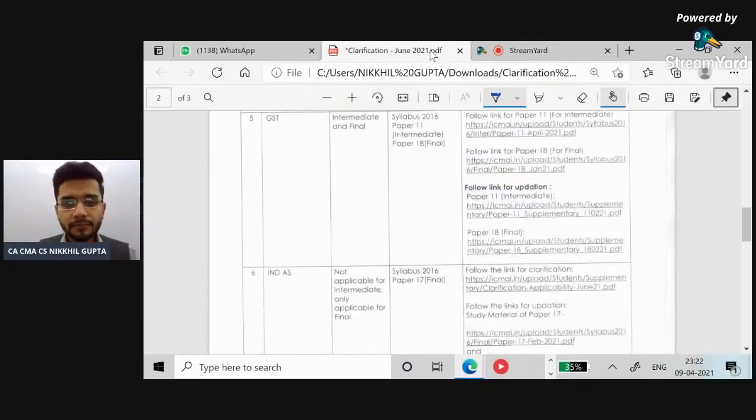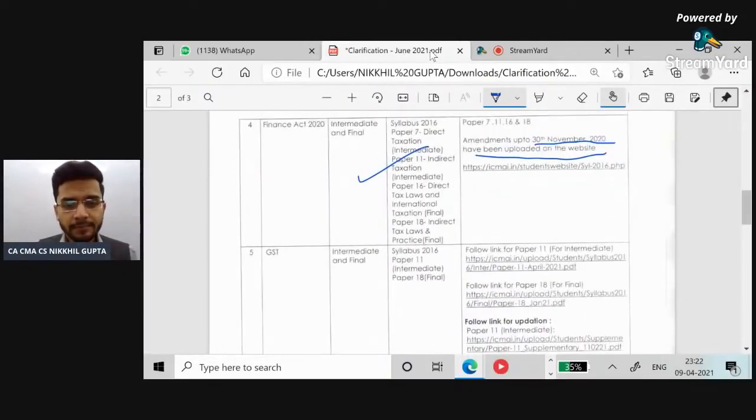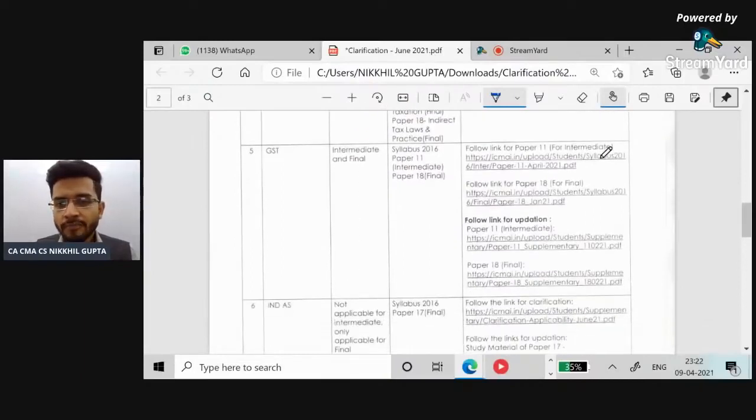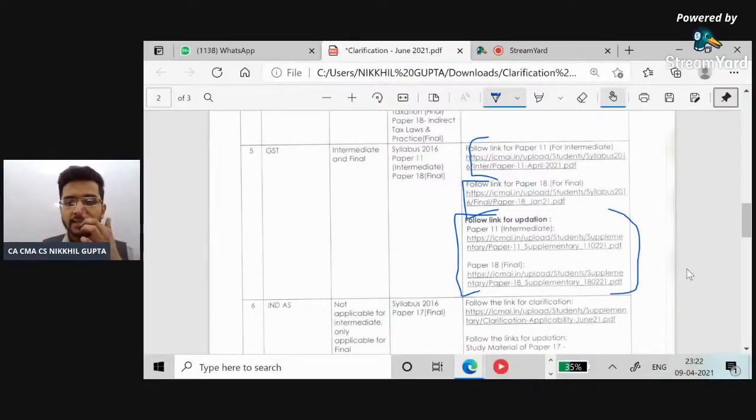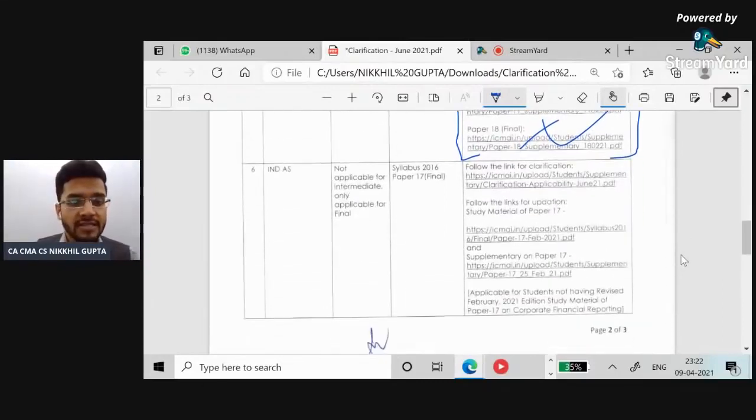Okay, sir. Talking about GST, paper number 11, intermediate and final. Links have been given for the updated portions of GST. So guys, you can just see the amended material for GST. Yes, the amended material came a month back on the institute's website. Just refer to the amended material for preparing for June 2021. And yes, doing supplementaries is a very good idea. You can expect a lot of questions from supplementaries as well.